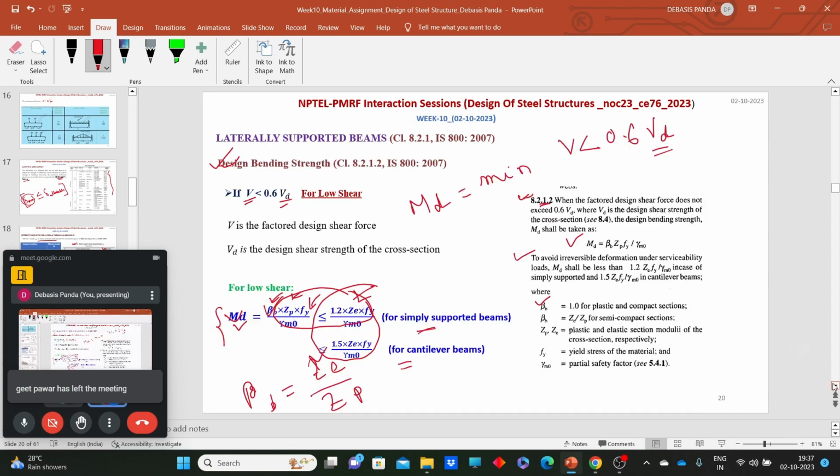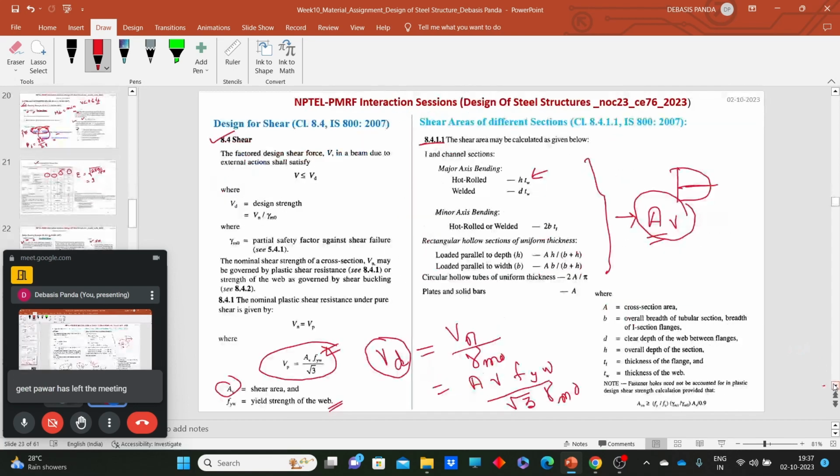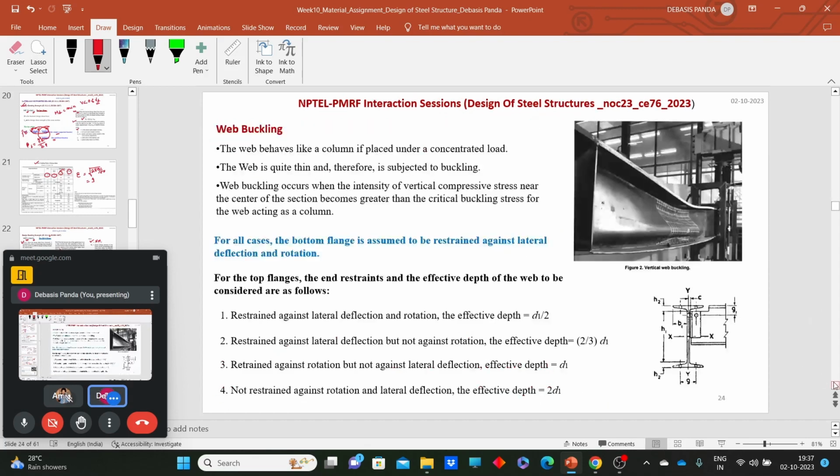So we have discussed the overall things. Now we haven't discussed the local failures. So how can we deal with the local failures? First thing, the web portion can buckle, right? The web portion can buckle.